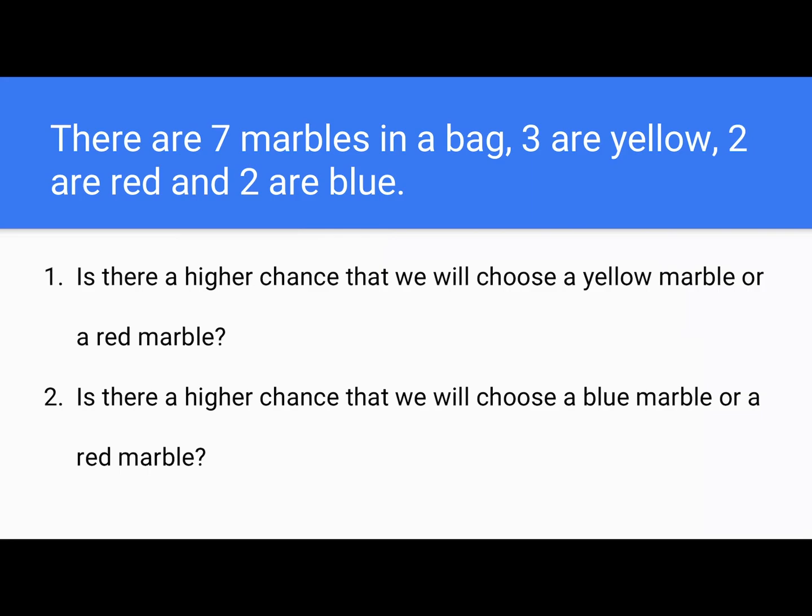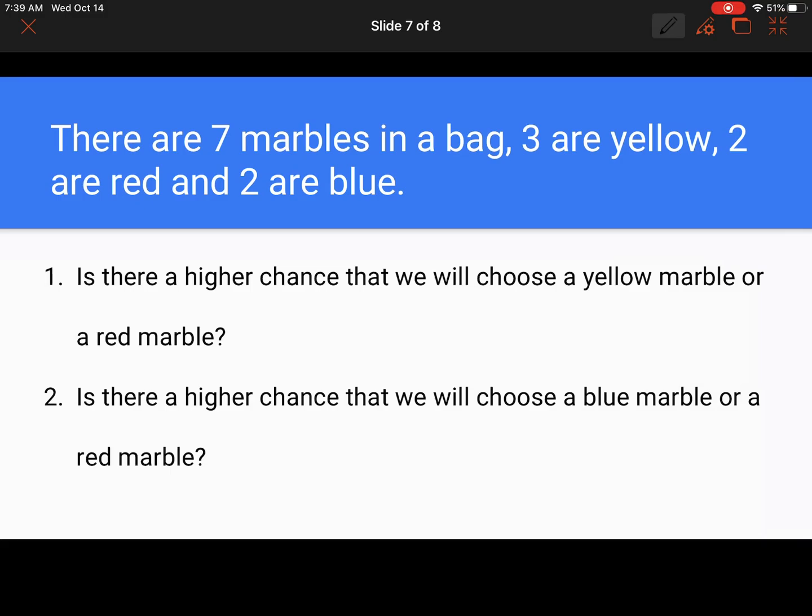So there's 7 marbles in a bag. 3 are yellow, 2 are red, and 2 are blue. So is there a higher chance we will pull a yellow marble or a red marble? Let's look at what we got here. So we have 7 marbles. So what's the chance we're going to pull a yellow marble? Well, yellow, we have 3 out of 7, right? Because there's 3 yellow marbles out of our total 7.